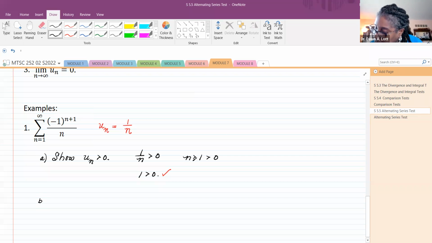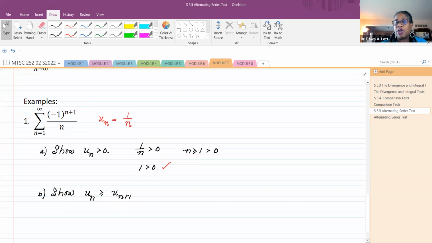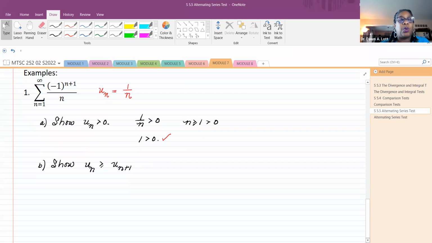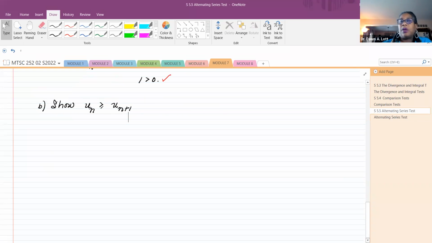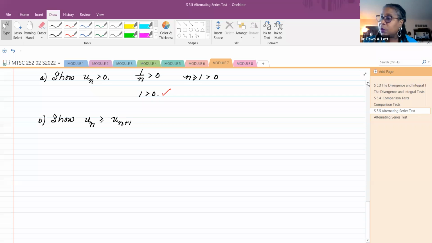Second, B, I need to show that UN is greater than or equal to UN plus 1, so that the terms are decreasing. So every time I find a term, it's smaller than the one before. There are two ways to show this. The first way is brute force algebra. So we can just use algebra.